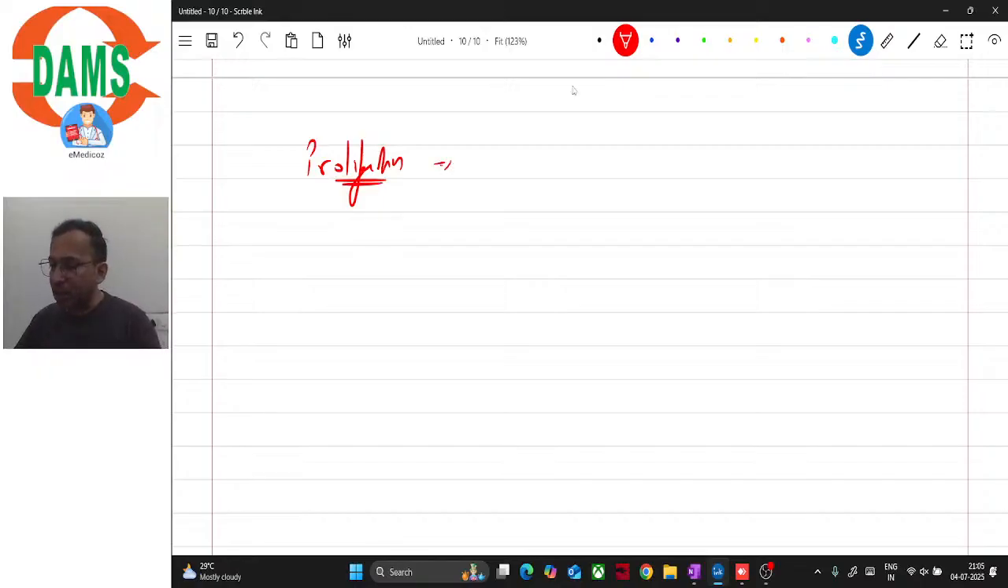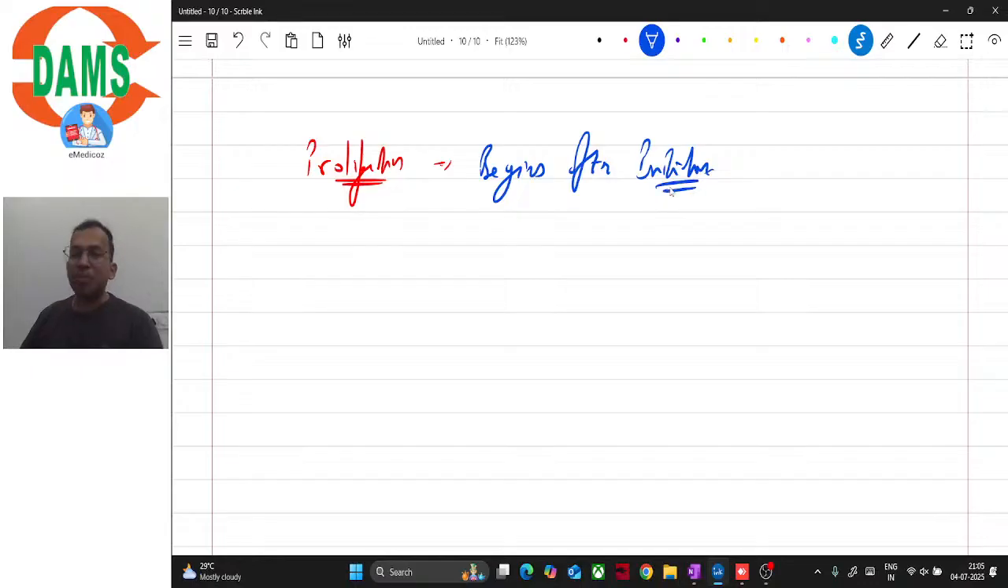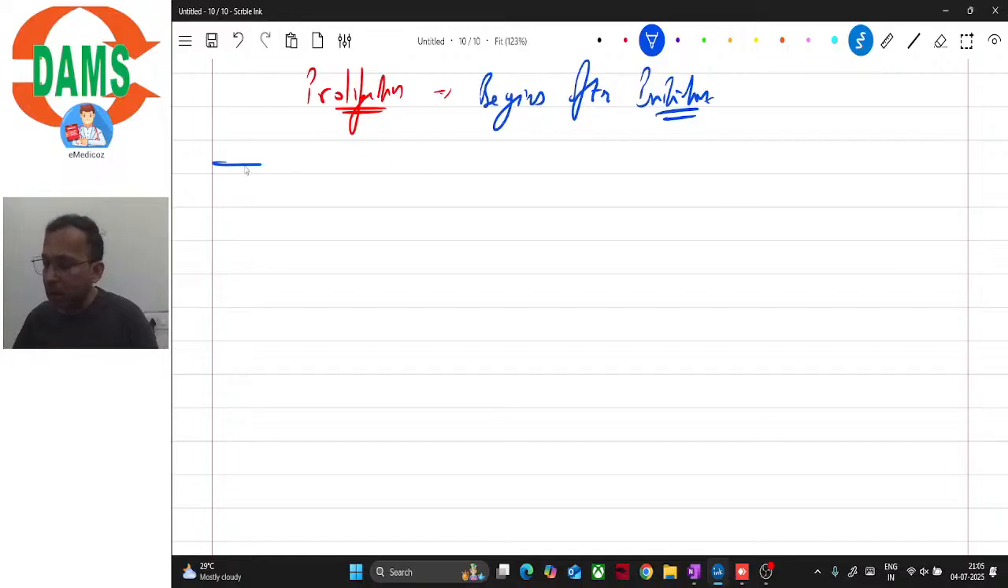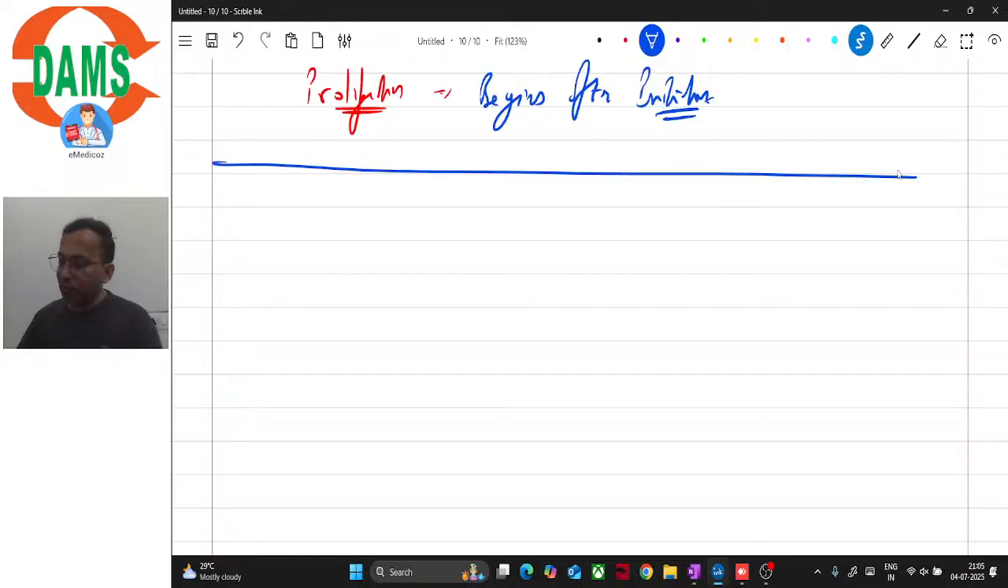So proliferation begins after initiation. So sometimes they'll ask you which comes first, initiation or proliferation. So you will say initiation. After initiation, then there is proliferation, right? So these were the different stages of the tooth formation.